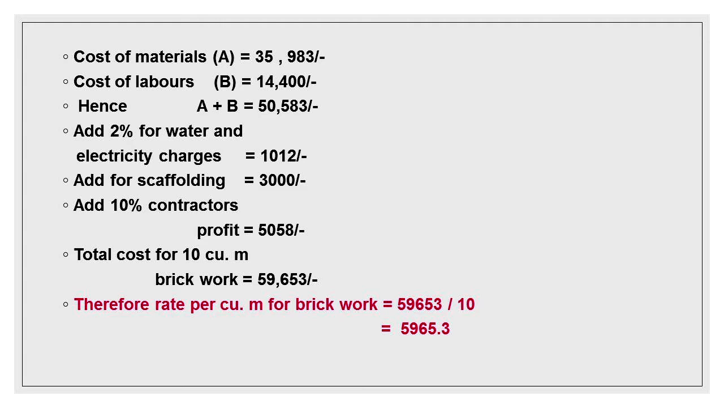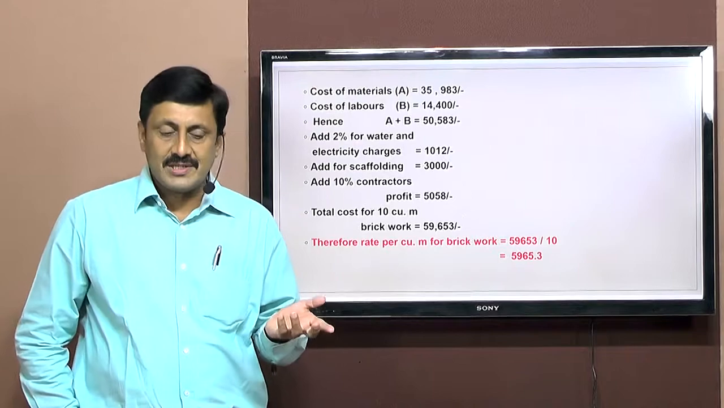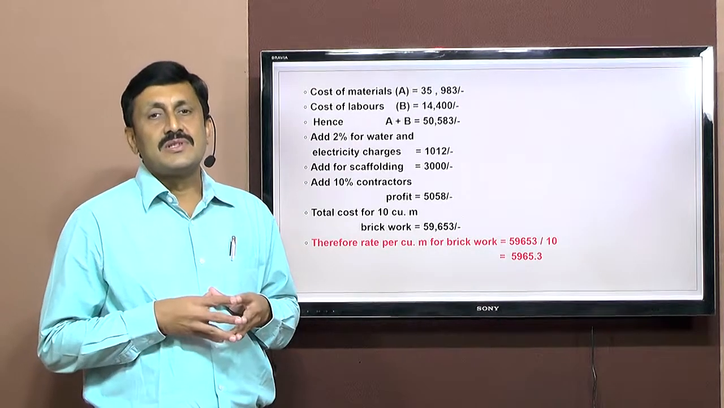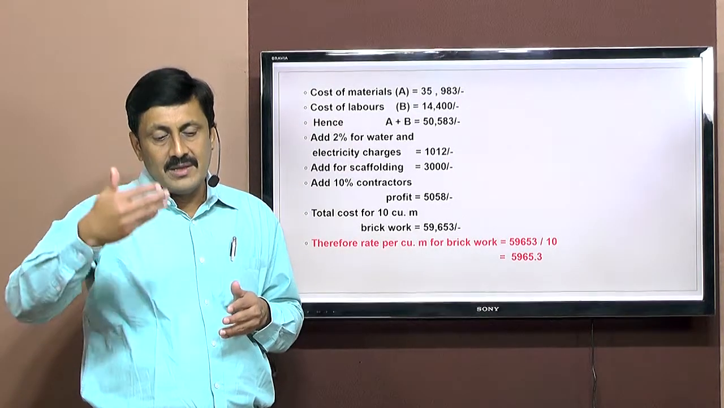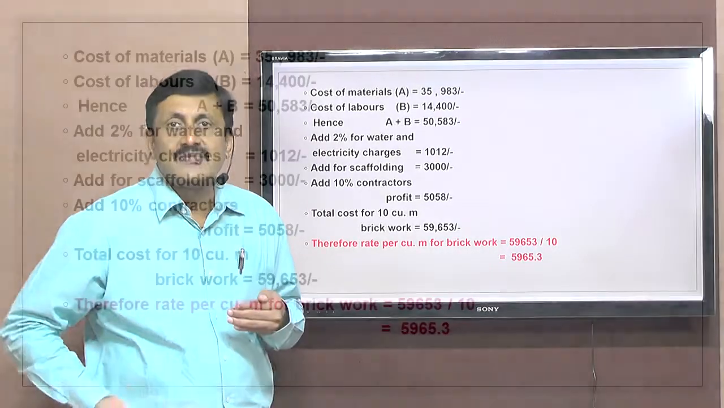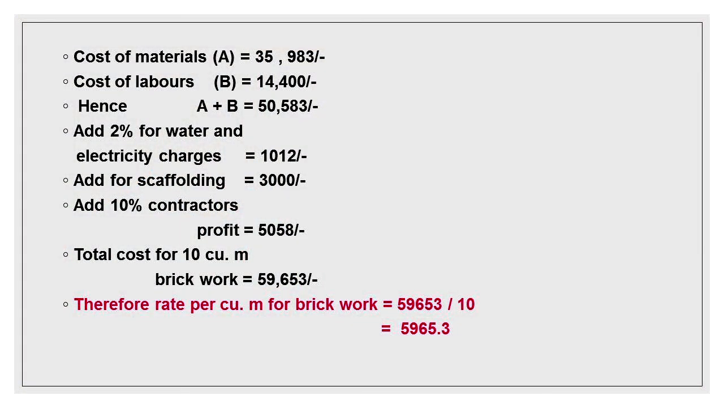In this A plus B we need to add 2% for electricity charges and water charges. This amount comes to 1012 rupees. In this we have to add lump sum charges for scaffolding, that is equal to 3000. It varies from place to place, but for calculation purpose we are considering it as 3000 rupees. Then we are considering 10% as a contractor's profit, that is 10% of 50,583, which comes to around 5058 rupees.